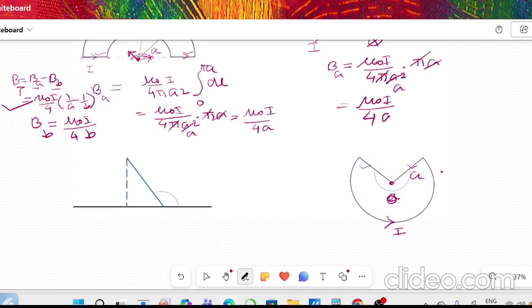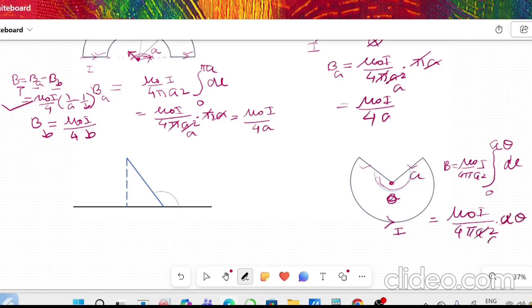So B is something like mu 0 by 4 pi into I, and this is A square, and the integration goes from 0 to A into theta of dl. Why A into theta? Because the total angle is theta, and this radius is A, so the length of this section is A into theta. So this comes out as mu 0 I by 4 pi A square and A into theta.